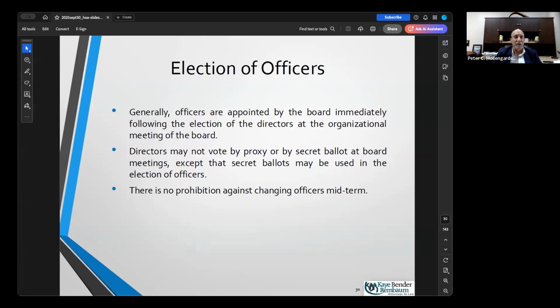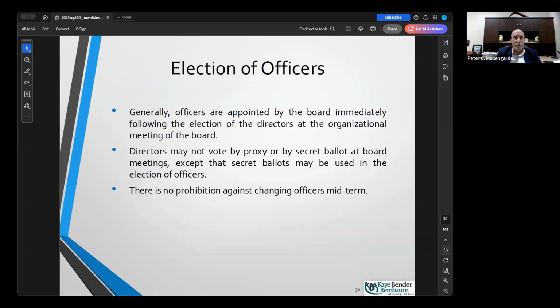And there is no prohibition against changing officers midterm. So generally speaking, under most bylaws, almost all of them, the officers serve at the pleasure, or maybe displeasure is a better word, of the board. So even though the board elects a president, vice president, secretary, treasurer for a term of, let's say, 1 year, in actuality, if for whatever reason the board wants to change the officer, they can change out who's president, change out who's vice president. That means that person is still on the board. They're still a director, but they can be taken out of their office and someone else put in that office.